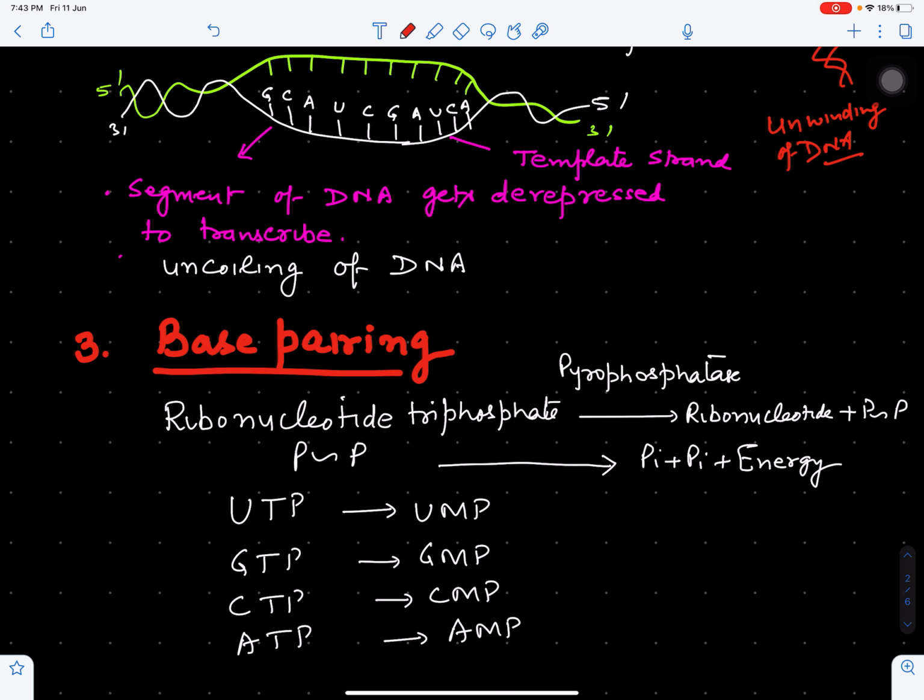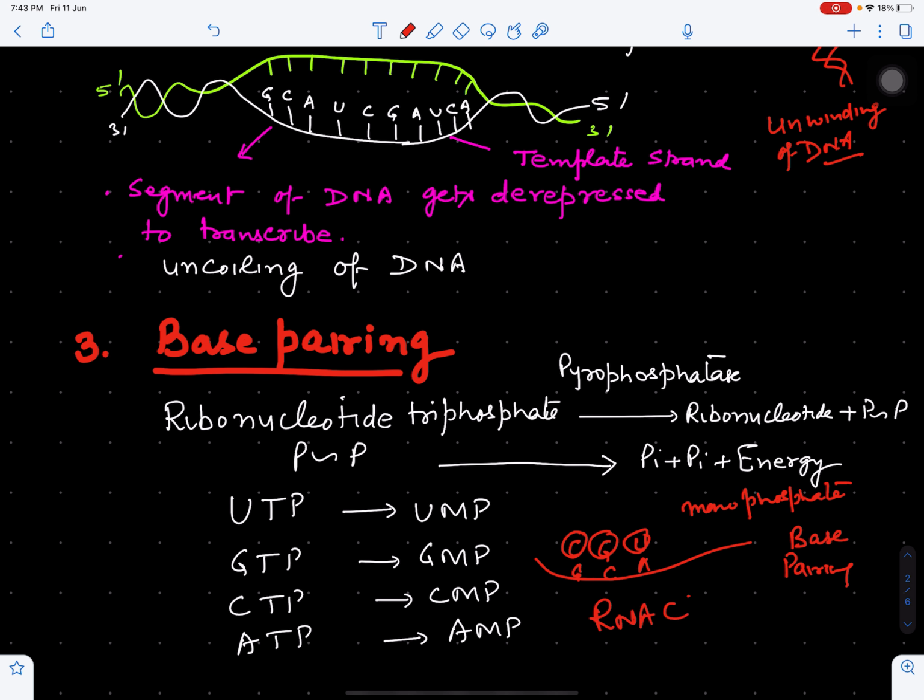Now if we have this strand of DNA, supposing here it is G, opposite to it is C; here it is C, opposite it is G; here it is A, opposite it is U. So now these bases will be added in a monophosphate form. This is also called base pairing, or we can say RNA chain formation. So here RNA chain formation will start at this end, and opposite bases will be added.